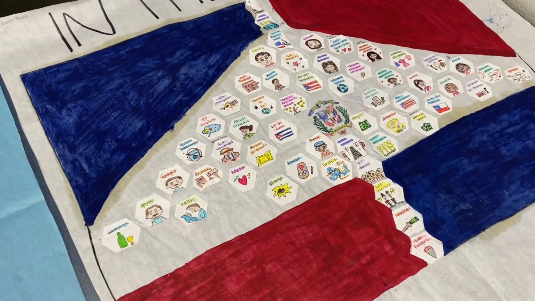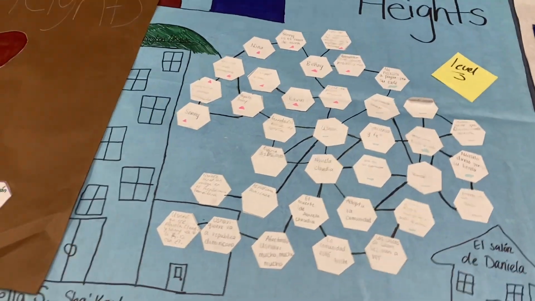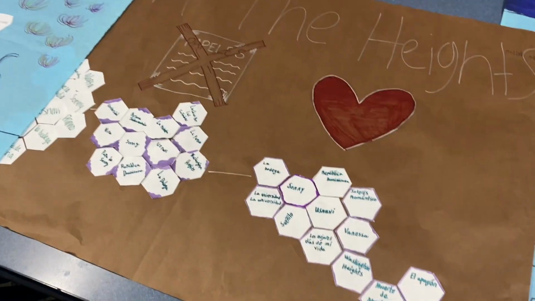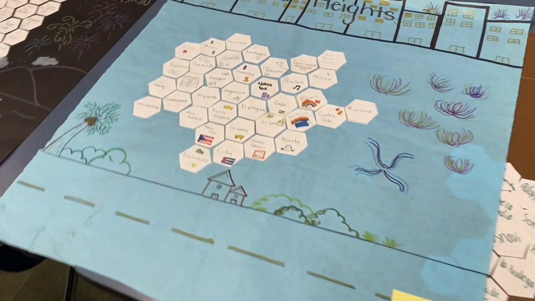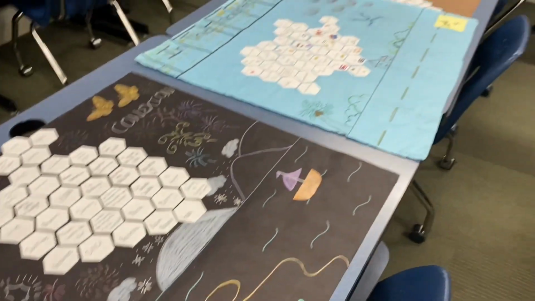So when they are presenting with this type of assessment, students in level 3 are speaking anywhere from 2 minutes to 5 minutes. Some of them may be slightly longer, but that is the beauty of hexagonal thinking in a nutshell.